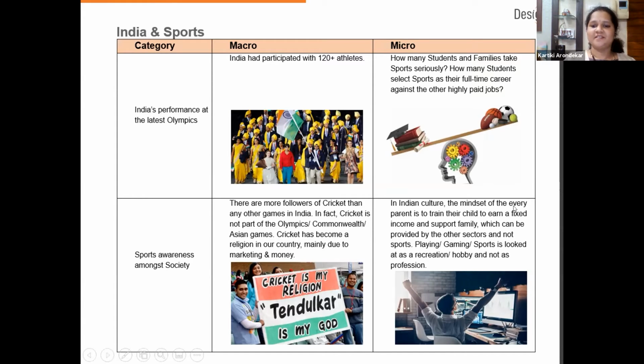In Indian culture, the mindset of every parent is to train their child to earn a fixed income and support the family, which can be provided by other sectors, and not sports. Playing, gaming, sports is looked at as a recreational hobby and not as a profession.